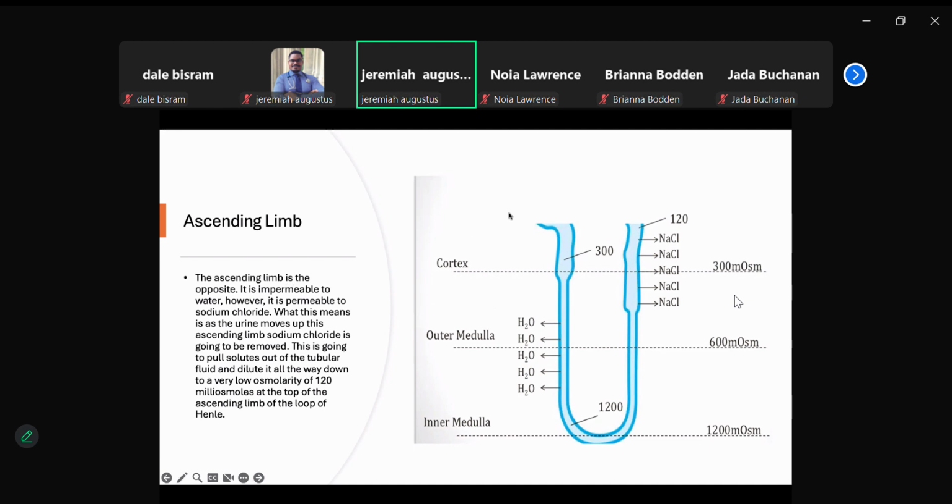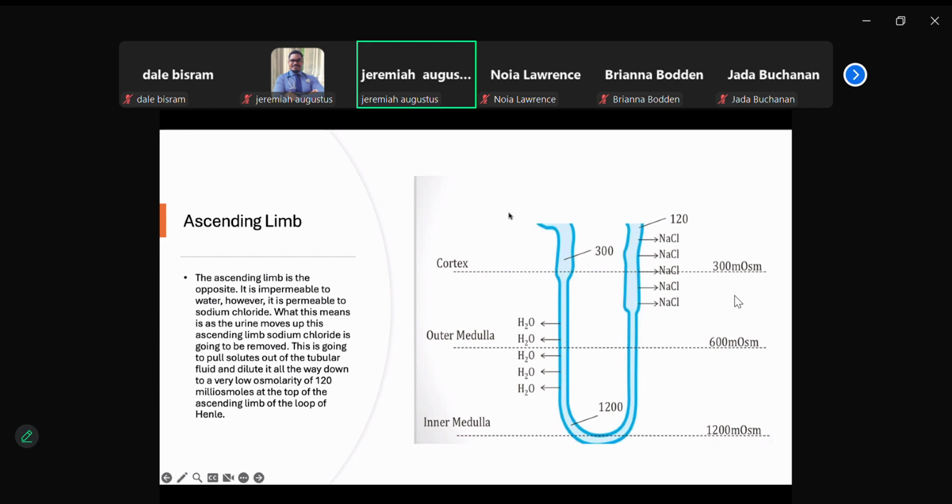Now, the ascending limb is the opposite. It is not permeable to water, but it is permeable to sodium chloride. So as the urine moves up in the ascending limb, sodium chloride is going to be removed, and this is going to pull solutes out of the tubular fluid and dilute it all the way down to 120 milliosmoles. Right? This is if you need water.